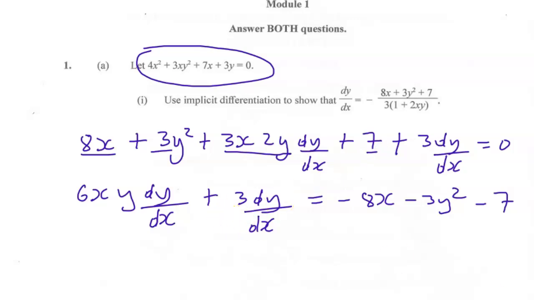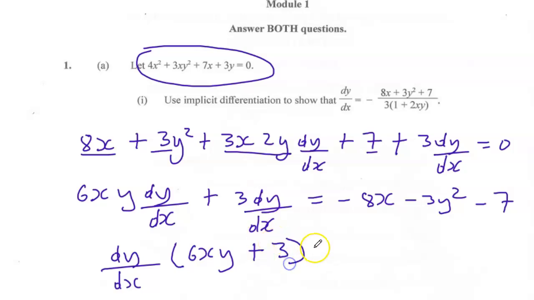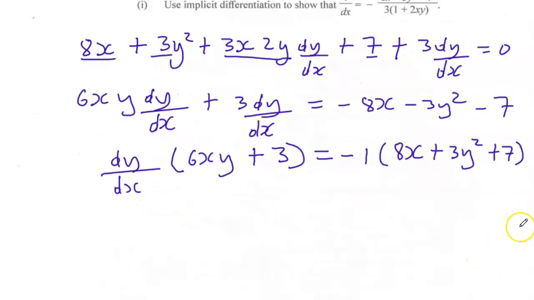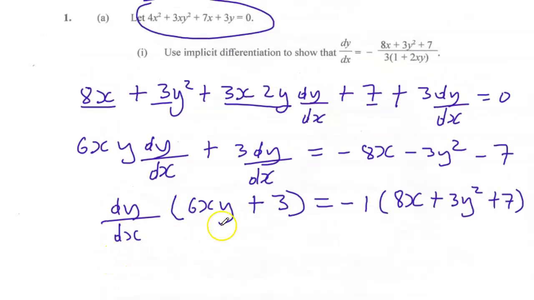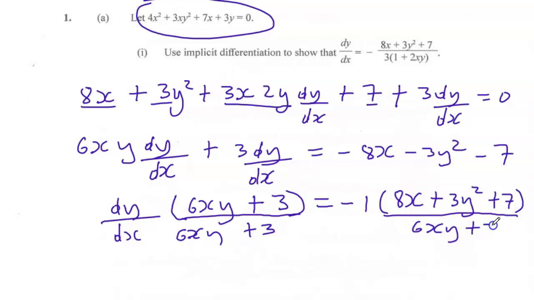Alright, so let's factor dy by dx from these terms. We end up with 6xy plus 3. On the right hand side, notice we can divide each term by minus 1, so we factor out minus 1, and we end up with 8x plus 3y squared plus 7. Then we divide both sides by whatever we have in the bracket, 6xy plus 3. So we end up with dy by dx.